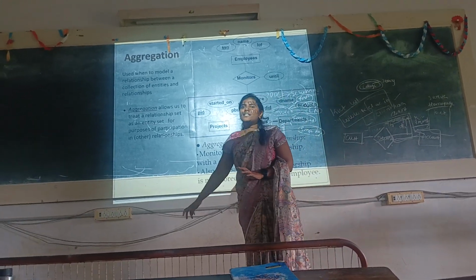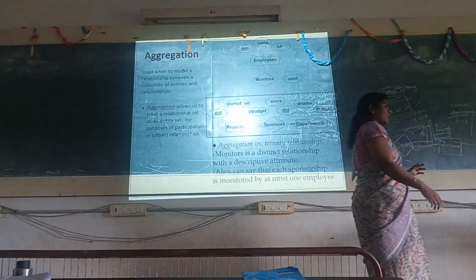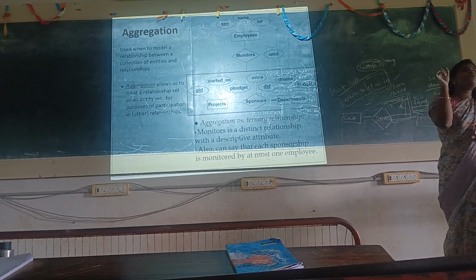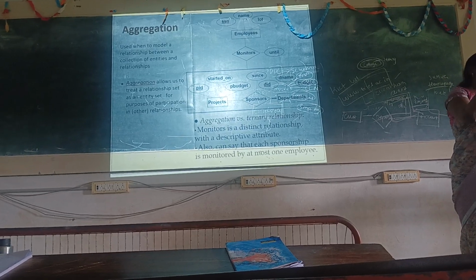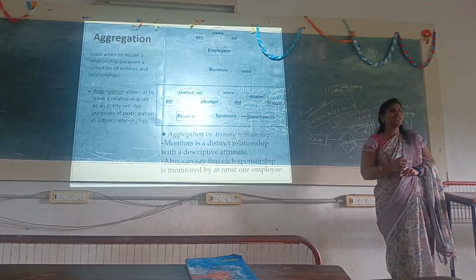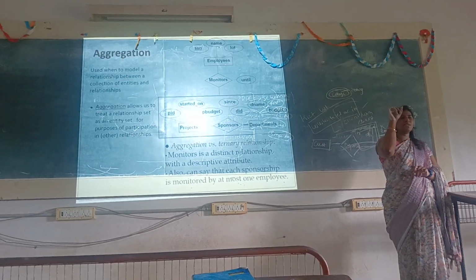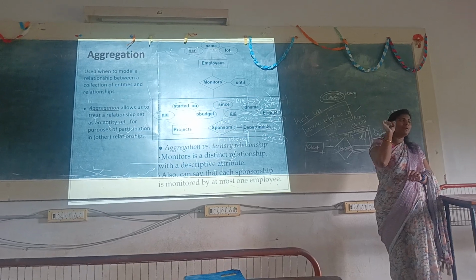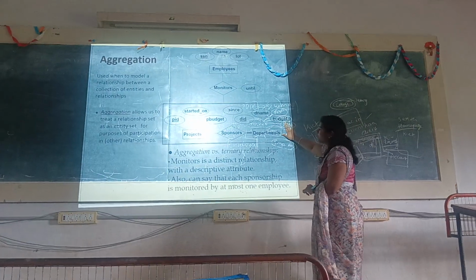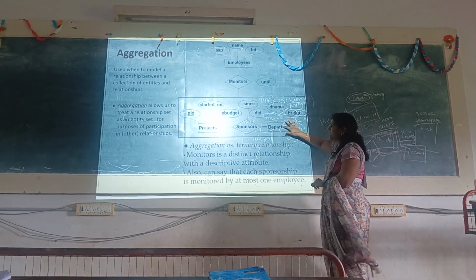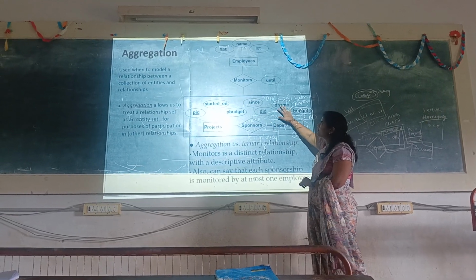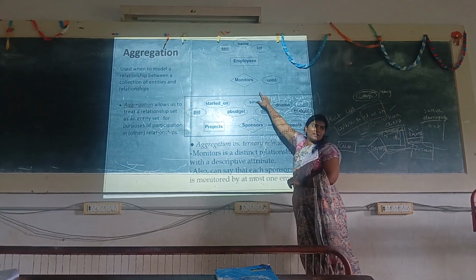What is meant by aggregation? These are special types of relations only. Generalization and aggregation. Aggregation is represented in the same diamond shape with solid lines. Here, employee, all the details, departments, concept, and having the attributes. Again, this is having the monitor.